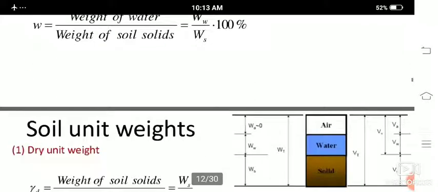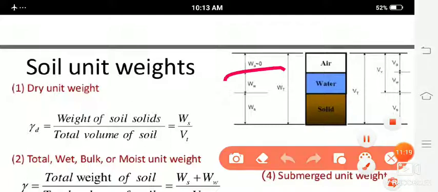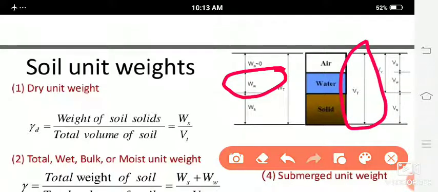Next are soil unit weights. How are the soil unit weights taken? Dry unit weight is the weight of solids divided by the total volume. As you can see, this weight of solids divided by this total volume will give you the dry unit weight of a particular soil sample.